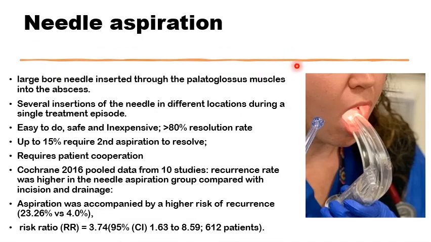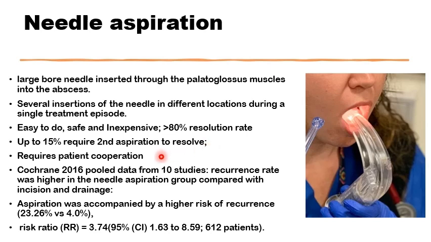For the needle aspiration procedure, if the patient is cooperative, he or she can hold the tongue depressor, preferably combined with a light source. A good suction should be available to prevent any aspiration of pus or bleeding, and a wide-bore needle is used to penetrate the palatoglossus muscle into the abscess space. Several attempts in several directions would usually lead to almost complete drainage of the pus. The resolution rate is about 80%, and if it fails, it can be repeated because it is safe, easy to do, and inexpensive.